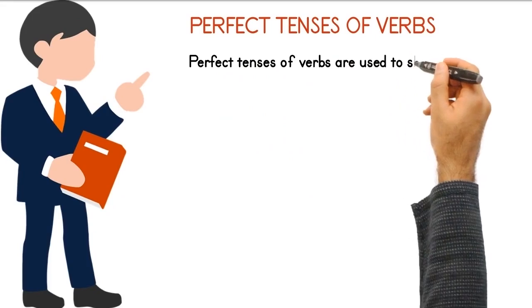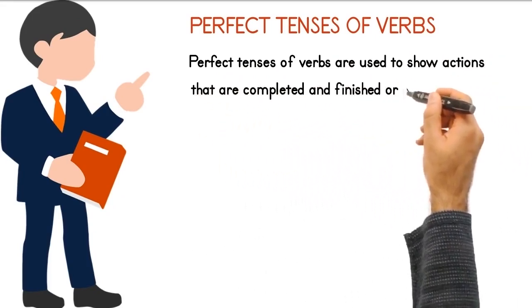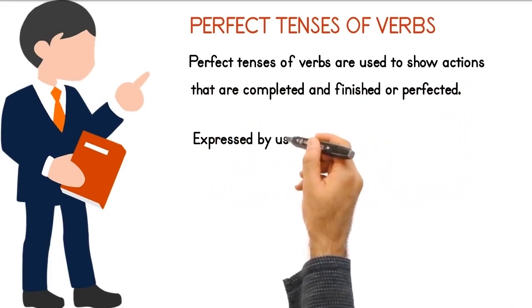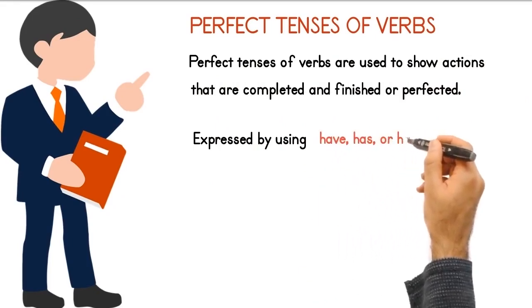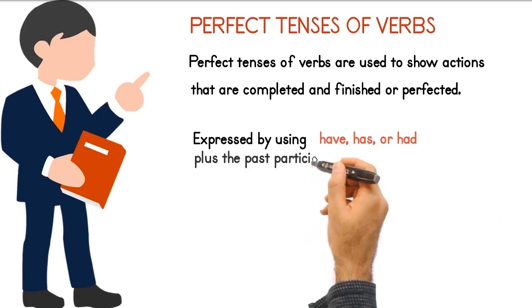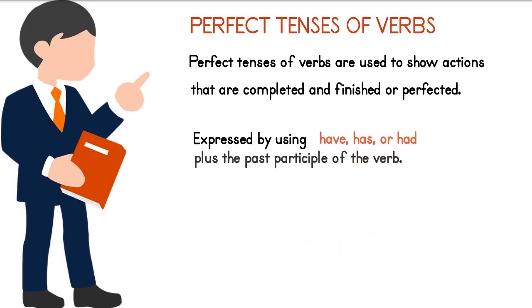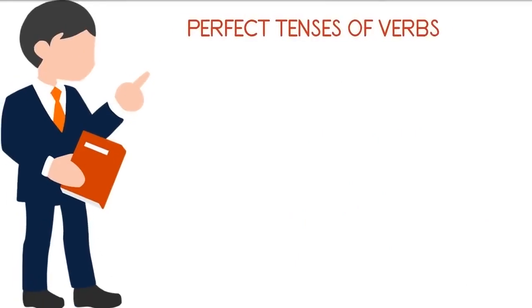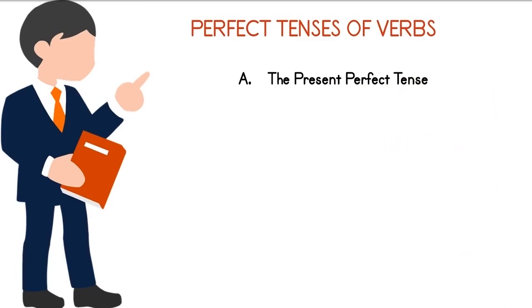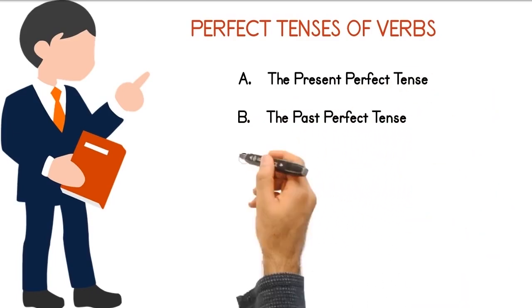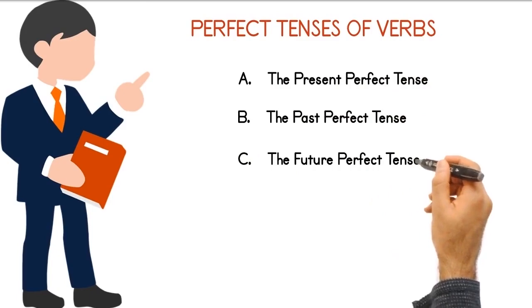Perfect tenses of verbs are used to show actions that are completed, finished, or perfected. The perfect tenses are expressed by using have, has, or had, plus the past participle form of the main verb. Under the perfect tenses, we have the present perfect tense, the past perfect tense, and the future perfect tense.